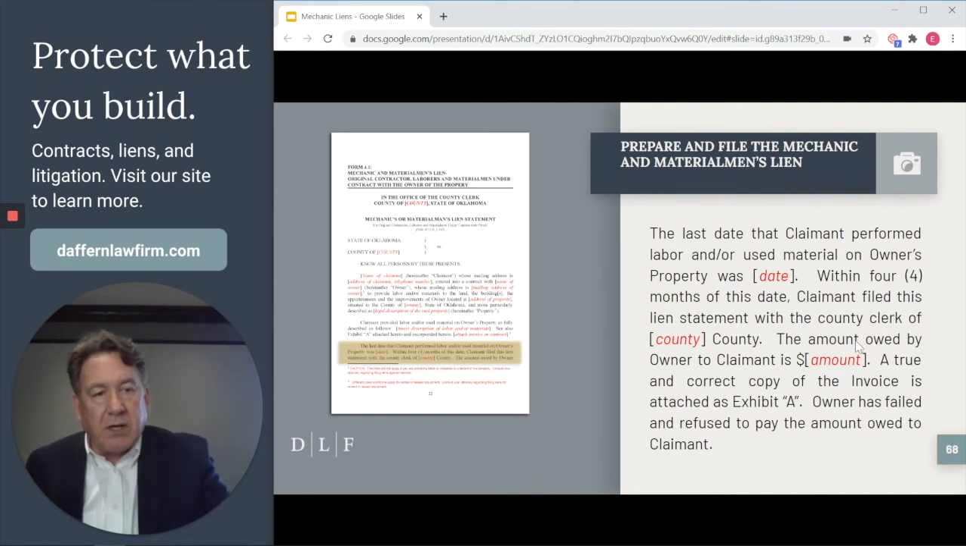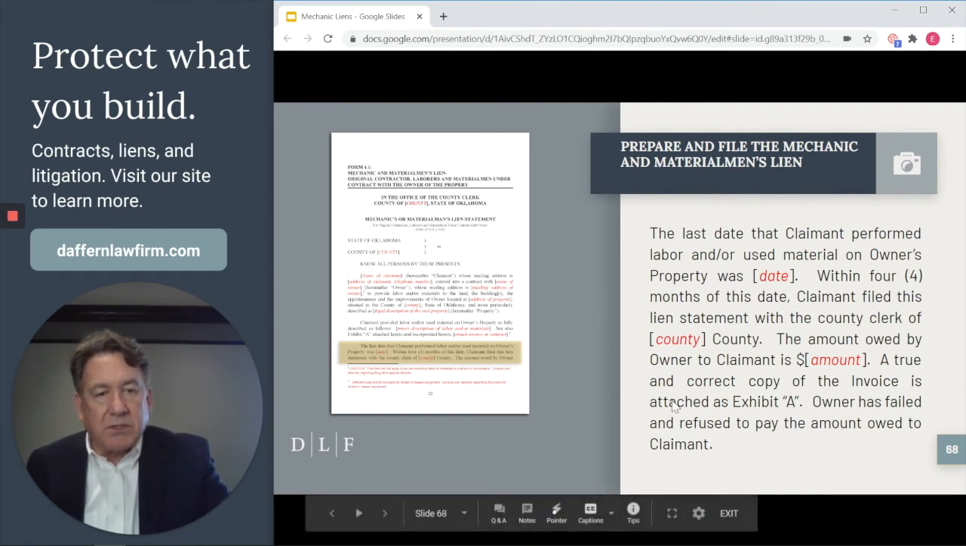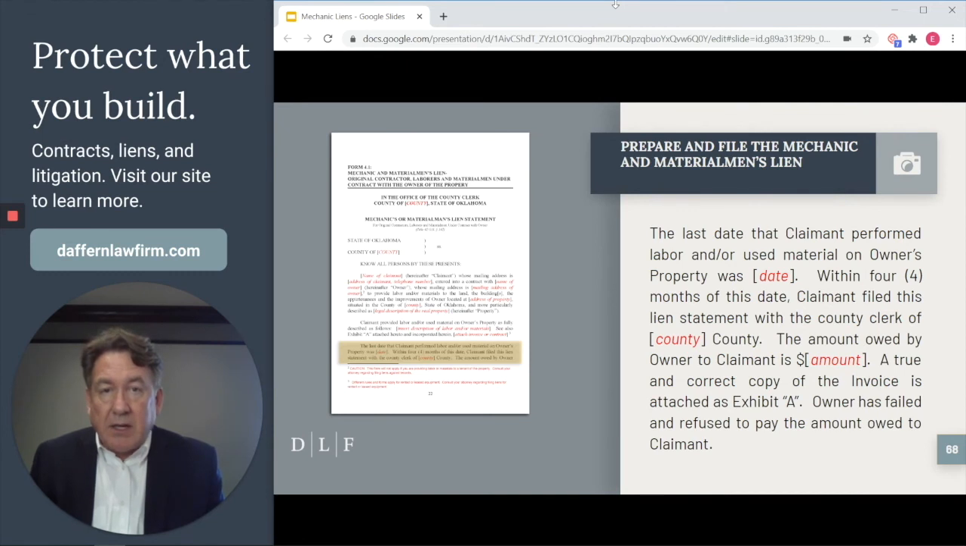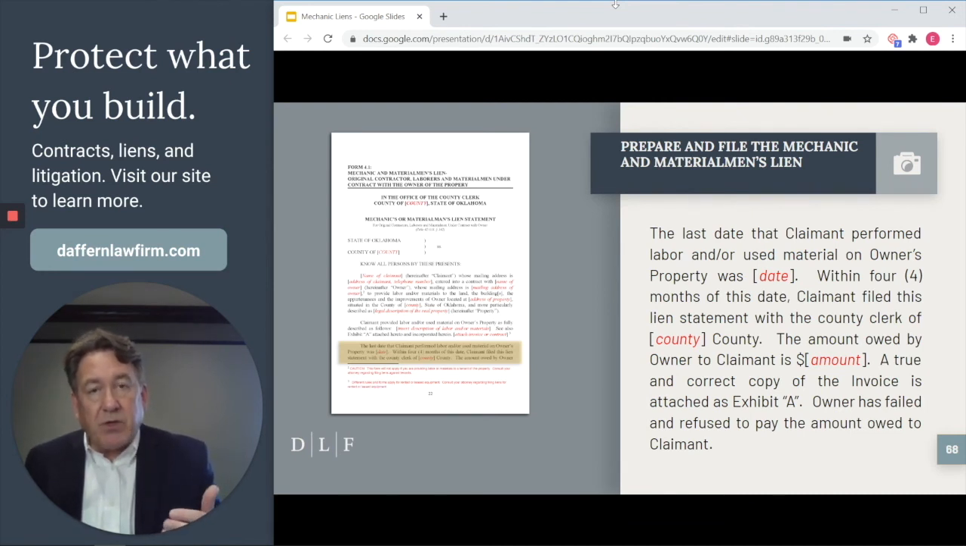Now, if you look here, I say a true and correct copy of the invoice is attached as Exhibit A. What you want to do is always try to attach as an exhibit the actual invoice showing the amount due. And again, the more description that you can give, the better, because the purpose of the mechanic lien is to perfect your right in this property and also to give notice to third parties that you do claim an interest in this property. So you want to make sure that you provide as much information as you can.